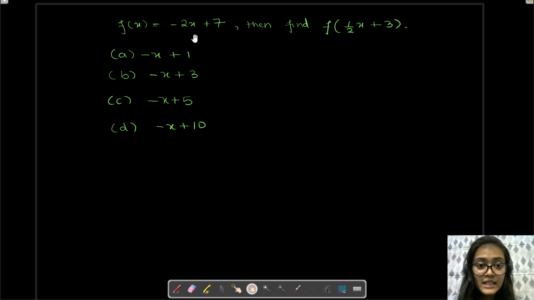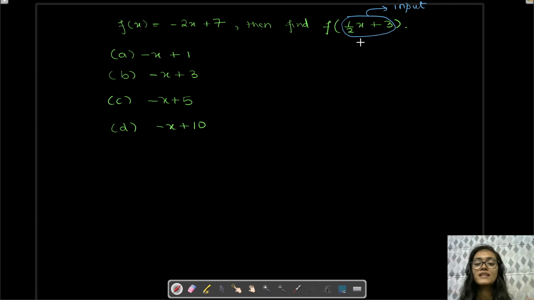f of x is equal to negative 2x plus 7. Then we have to find the value of f of 1/2 x plus 3. Now remember, this whole thing that you see, this entire thing, 1/2 x plus 3, is now your input.